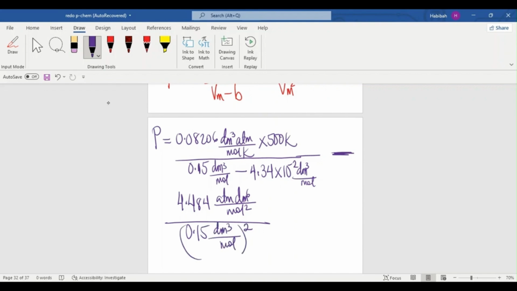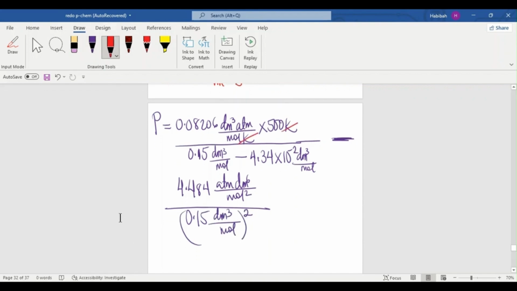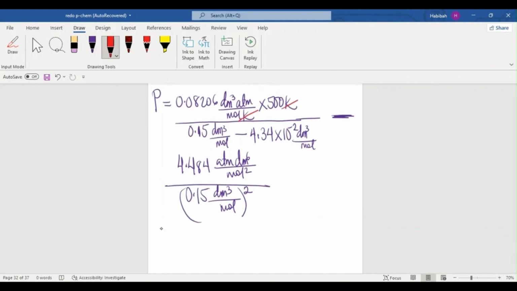So yeah, that's it. So of course, let's simplify. I can cancel out the Kelvin. That's how far I can simplify. I have to do the multiplication first to make this simplification easier. So next I work with the numerator right here. 0.08206 times 500 will give me 41.03 atmosphere dm cube. Of course, I'm just rewriting the rest of the units per mole. So that's the first one.